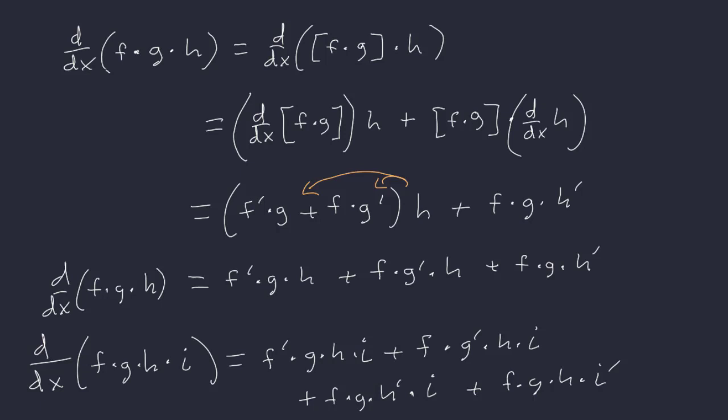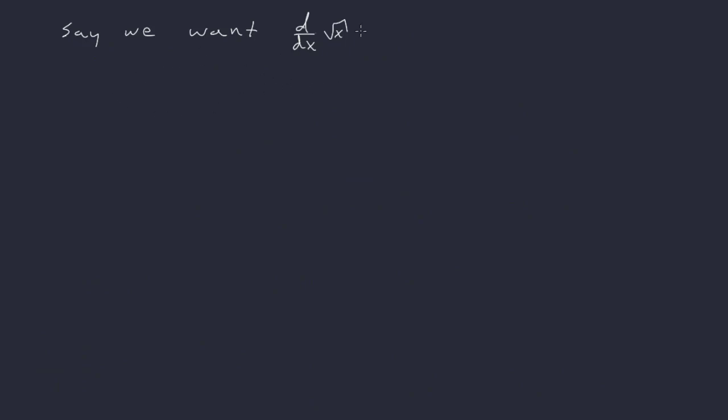All right, now that we have that out of the way, we can start looking at more complicated powers of x. So, for example, say we want the derivative with respect to x of the square root of x. We already know that this should be 1 over 2 square root of x. But say I don't, and I want to use the product rule.